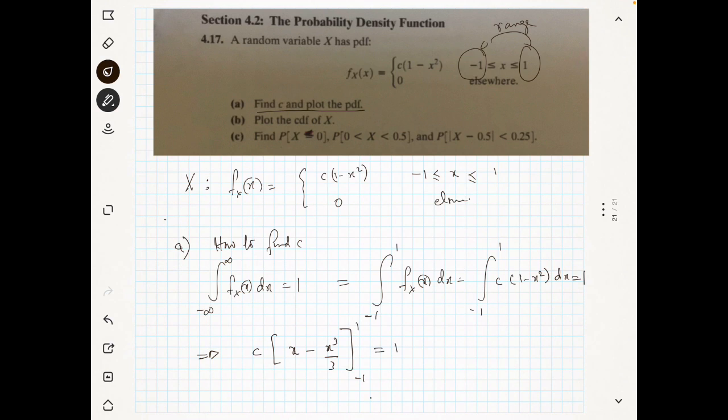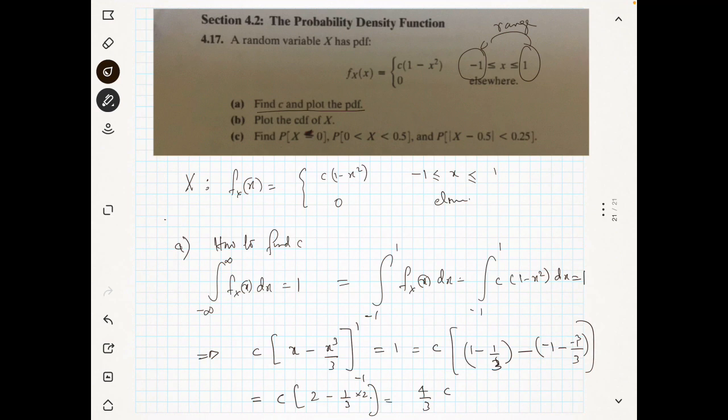Okay, this is equal to 1. So this is equal to c into, you will get it as 1 minus 1 by 3, then you will put the limit again. So this is minus 1 minus of minus, so minus 1 minus 1 cube by 3. Okay, so you will get this as c into 2 minus 1 by 3 into 2. So this is 4 by 3 into c.